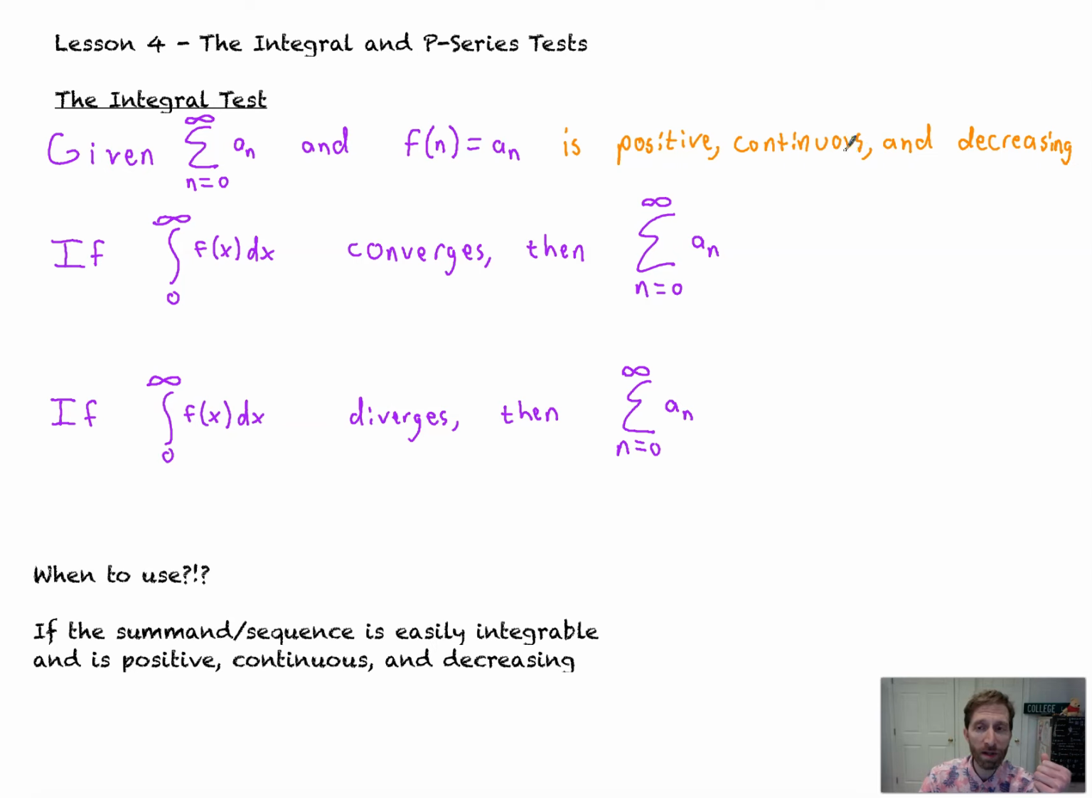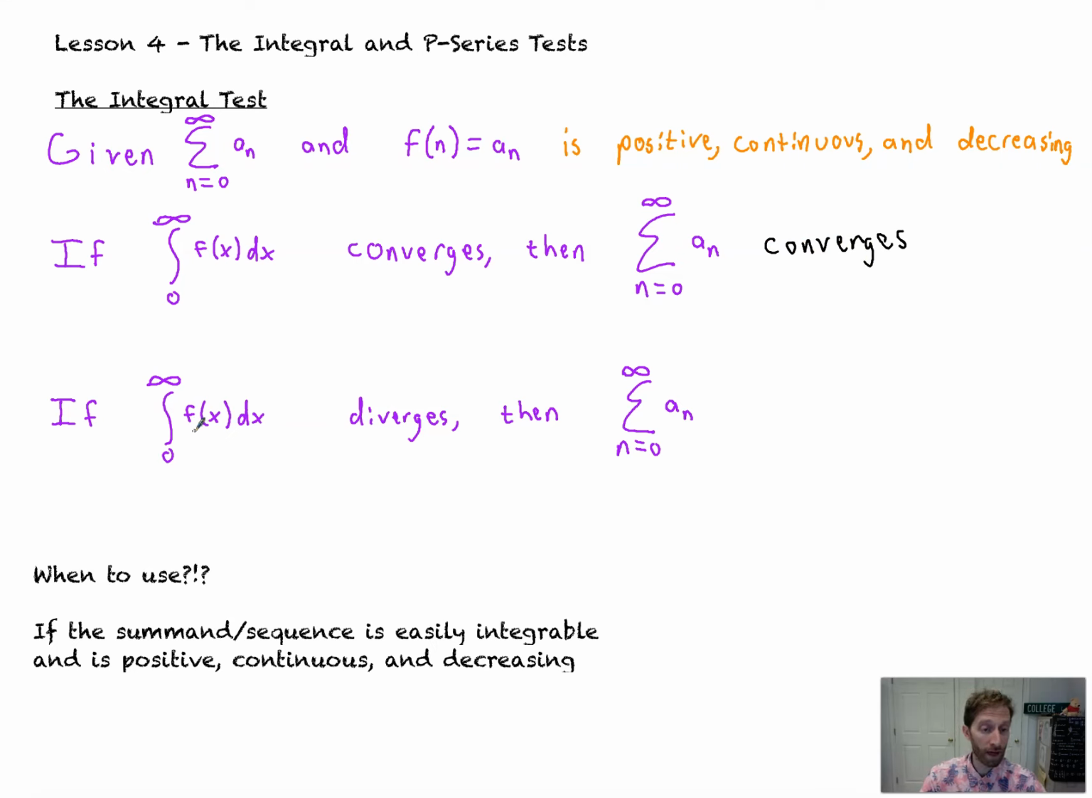Why does it have to be those three things? We're going to take a look at that in a little while. For now, just know that we've got to have those three conditions met. If the improper integral from 0 to infinity, or 1 to infinity if that was 1, or 2 to infinity, it's got to match that bottom index, of f of x dx converges, then the sum also converges. So they basically match each other up.